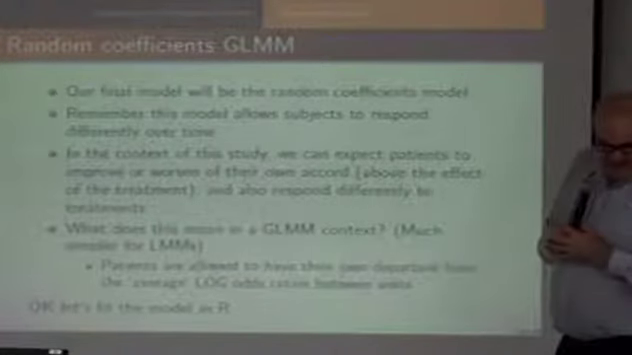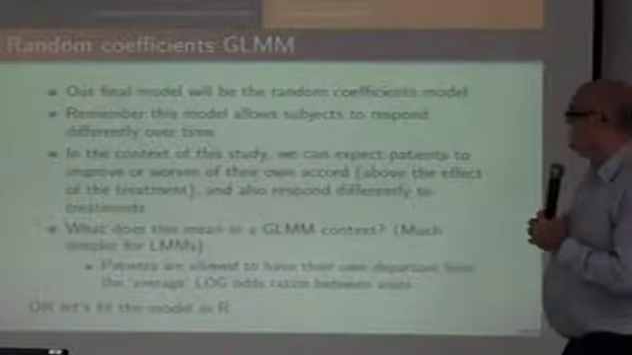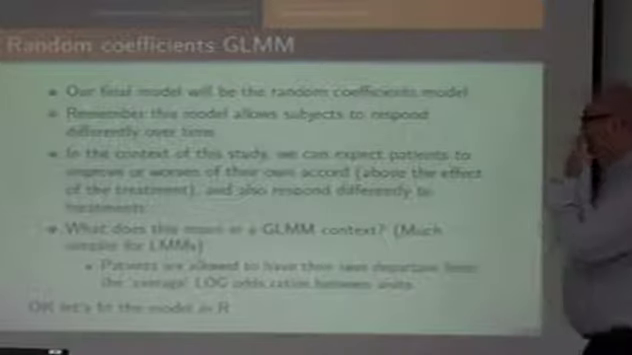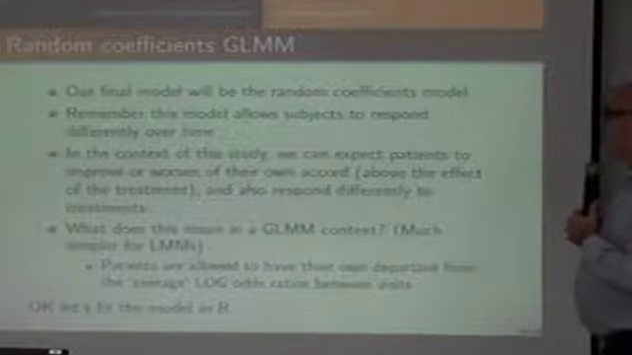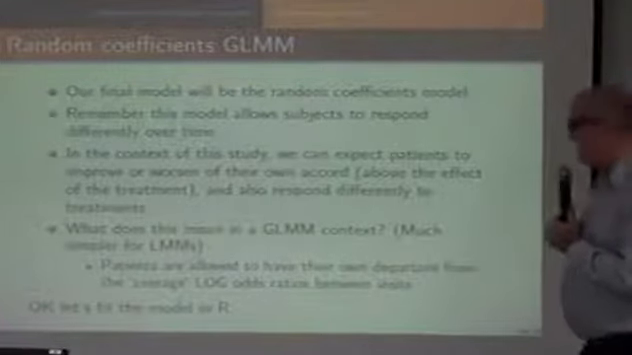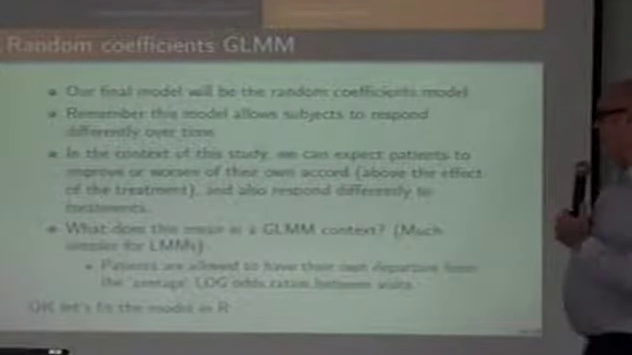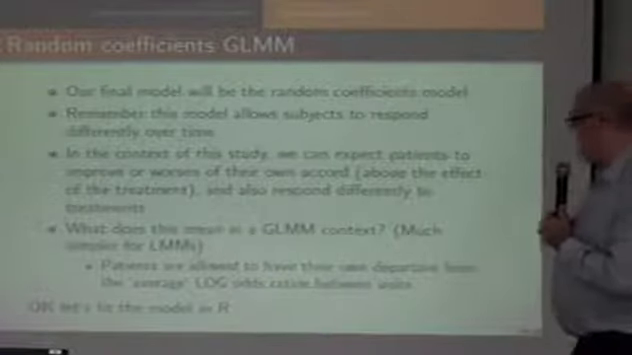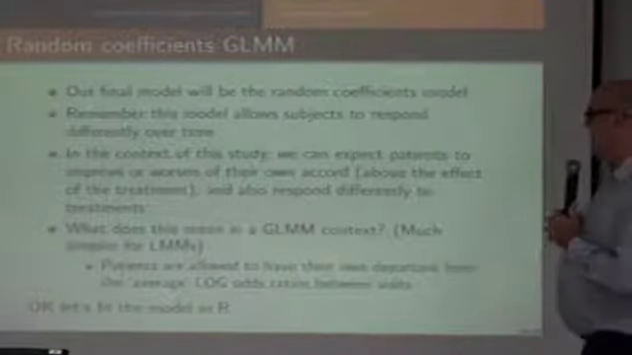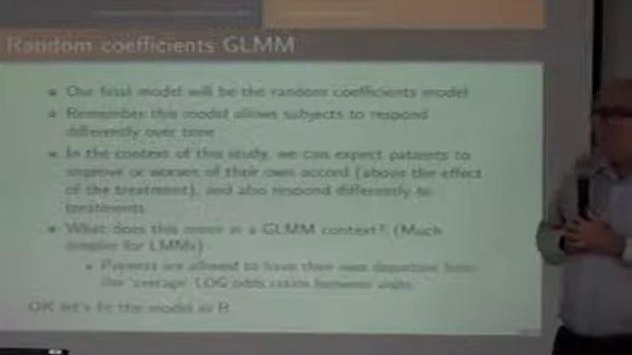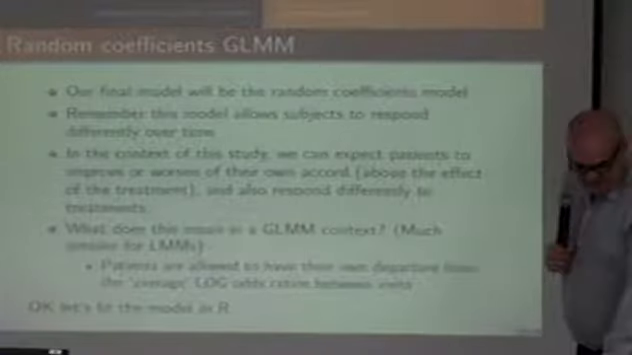So just jumping into the random coefficients model. Remember, this model allows subjects to respond differently over time. So in the context of this study, we can expect patients to improve or worsen of their own accord above the effect of the treatment, and also respond differentially to treatments. What does this mean in a GLMM context? It's much simpler for LMMs for a start. So patients are allowed to have their own departure from the average log odds ratio between visits. If you can interpret that, tell me what it means.